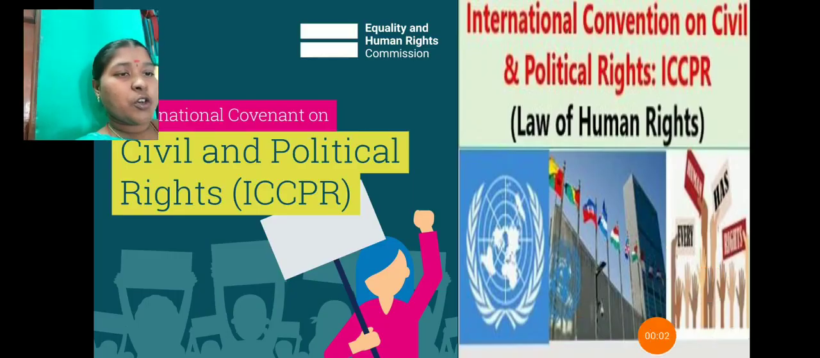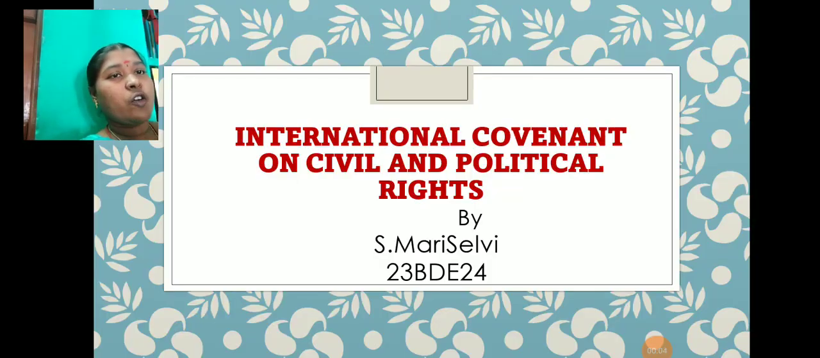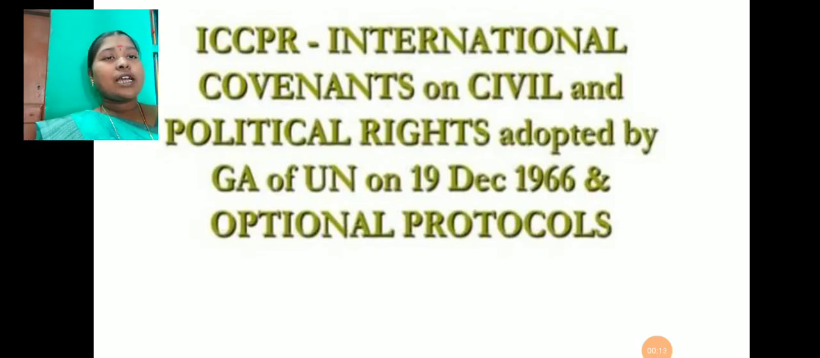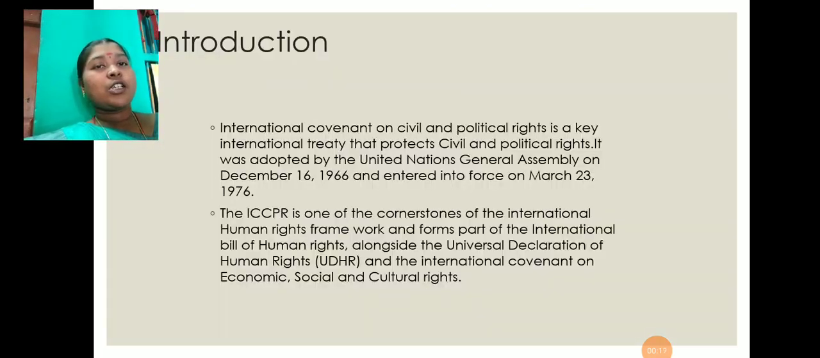In this video, we are going to discuss the International Covenant on Civil and Political Rights. The International Covenant on Civil and Political Rights was adopted by the United Nations on 19 December 1966, along with an Optional Protocol. First one is Introduction.